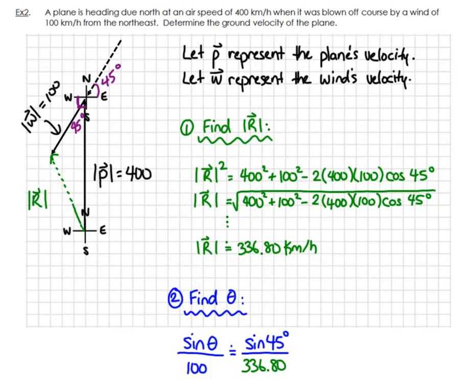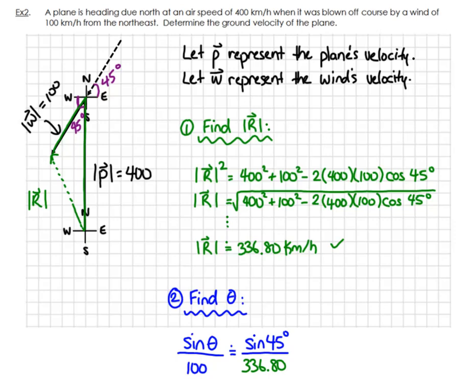Okay, now I have enough information. I have my side length of 100, I got my 45 degrees, and I got 400. So that's enough information to do cosine law. So I found out that the resultant, or the ground speed of the plane, is 336.8 kilometers per hour. Now you need a direction, because that's just the magnitude.